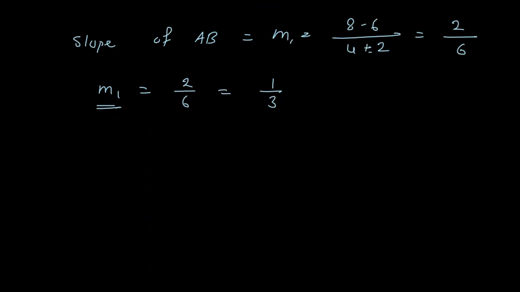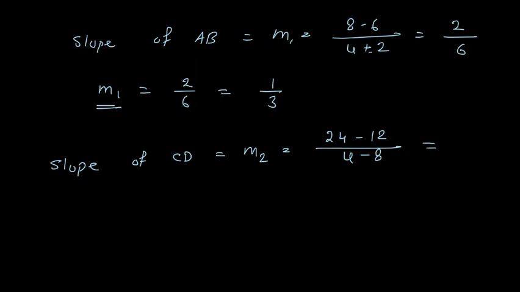And similarly we will find the slope of CD. So the slope of CD is equal to m2. So the slope of CD, m2, is equal to 24 minus 12 divided by 4 minus 8. Okay. So here 24 minus 12 is 12, and 4 minus 8 is minus 4. So this m2 we get as minus 3.